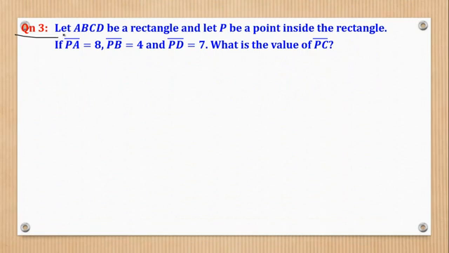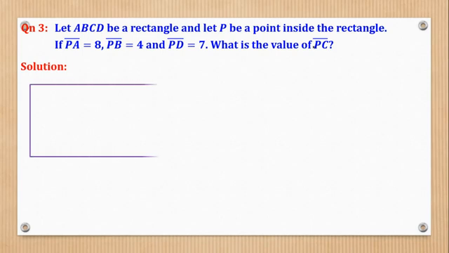Then question 3. Let ABCD be a rectangle and let P be a point inside the rectangle. If PA is 8, PB is 4, and PD is 7, what is the value of PC? So still the first thing to do is to make a sketch of the information given.